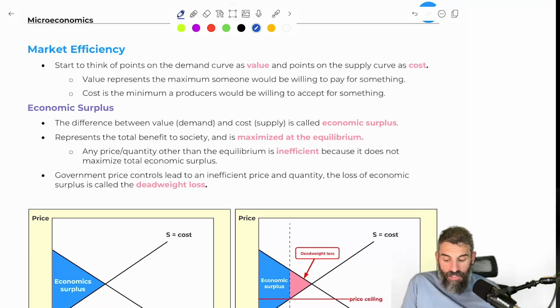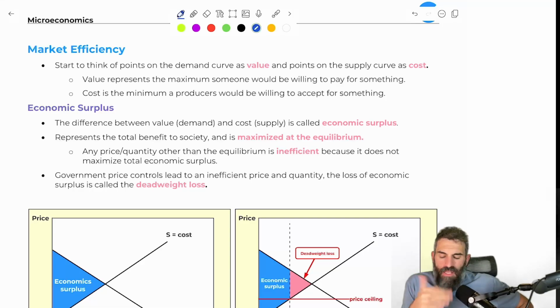Okay, so now market efficiency. From this point, I want you almost to, and you're not going to have to do this all the time, but another way to think about demand and supply is the following. You could think of demand as value, meaning it is the value that a consumer places on a good. And the value basically represents the maximum they would pay.